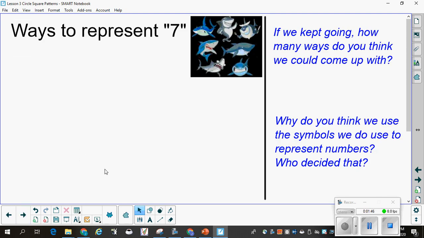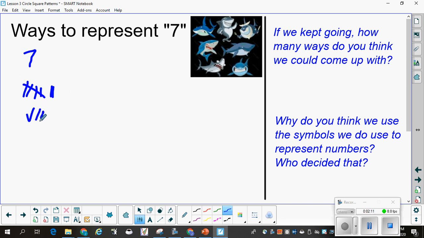Now that you're back, let's think about different ways to represent 7. Well, notice here, I have 7 sharks. I can also write the number 7. I can do Roman numerals, or I can do score marks. I could use stars. I could use puppy dogs.